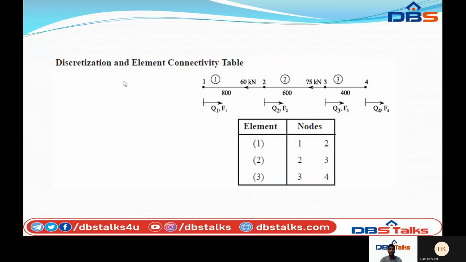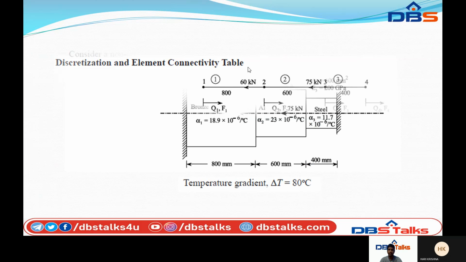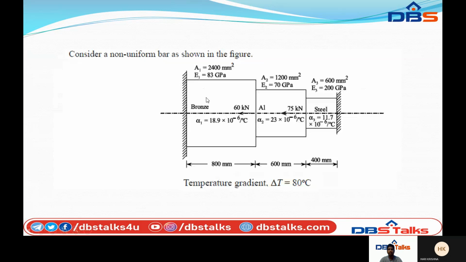In this, first of all, discretization and the element connectivity table. This phenomenon can be understood by following. First of all, I'm writing all the nodes and elements here. In this problem, they gave 3 elements. For every element, there will be 2 nodes here.